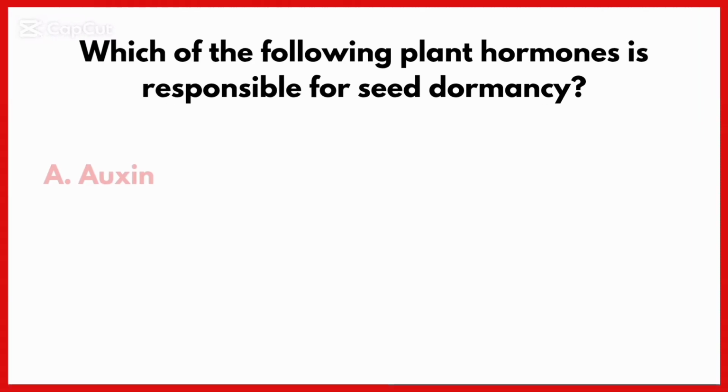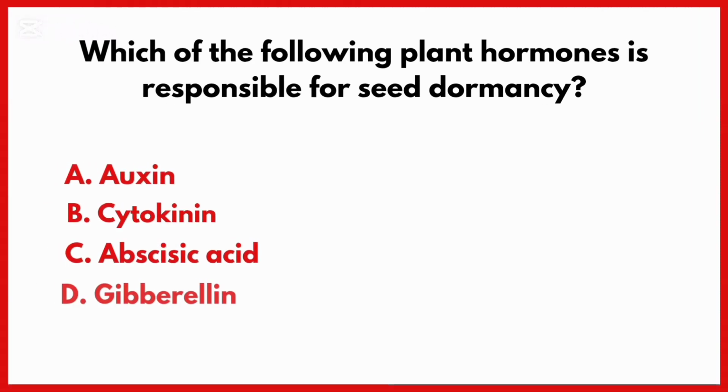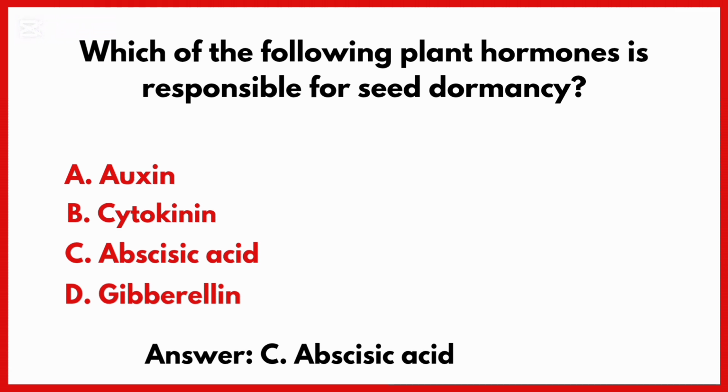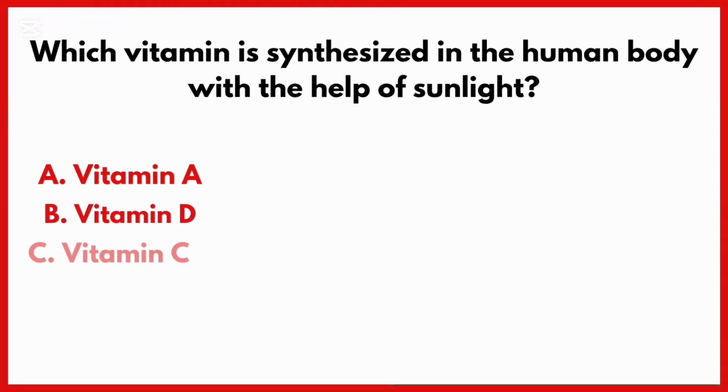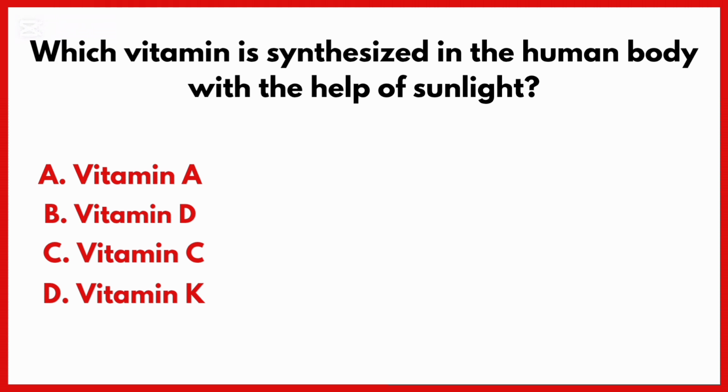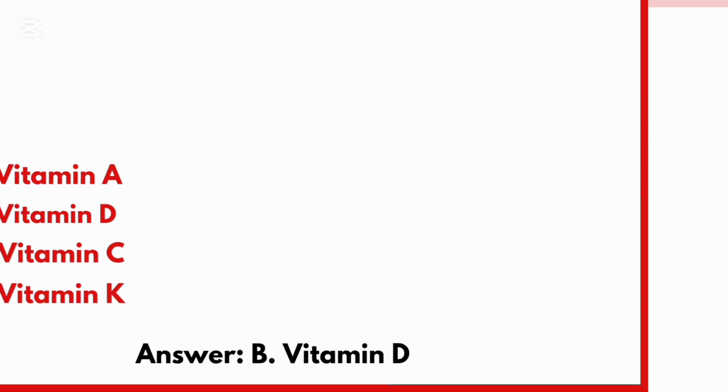Which of the following plant hormones is responsible for seed dormancy? Correct answer is option C, abscisic acid. Which vitamin is synthesized in the human body with the help of sunlight? Correct answer is option B, vitamin D.